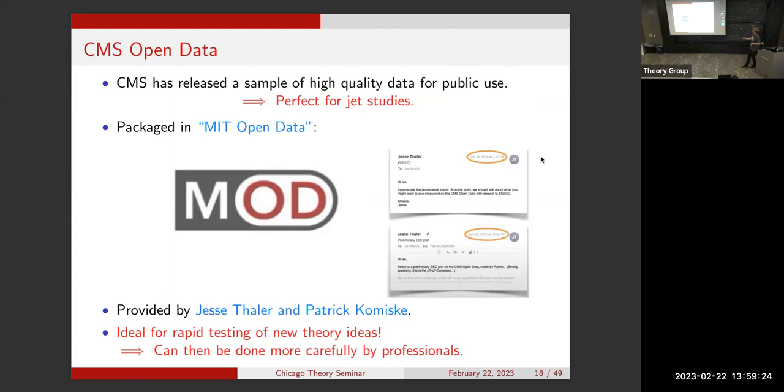It's a bit hard to read the timestamp, but I asked for this at lunch and then got it later that evening. So you can do really fast analyses of trying out new techniques, but then they can be done more carefully by professionals. This is not designed to replace experimentalists, and these don't have error bars or anything. It's just to illustrate some new idea, and then they are being measured much more precisely with more data by actual experimentalists.